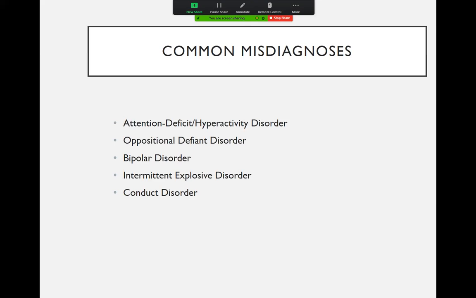diagnosis. Bipolar disorder, we've seen young children diagnosed with a bipolar disorder when autism is truly the diagnosis. Intermittent explosive disorder and conduct disorders. Those are all really common things we see children come to us with on their list of diagnoses.